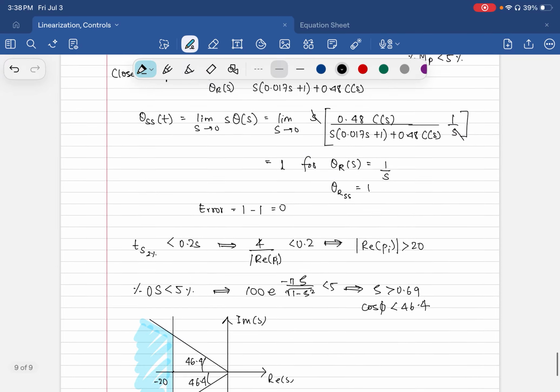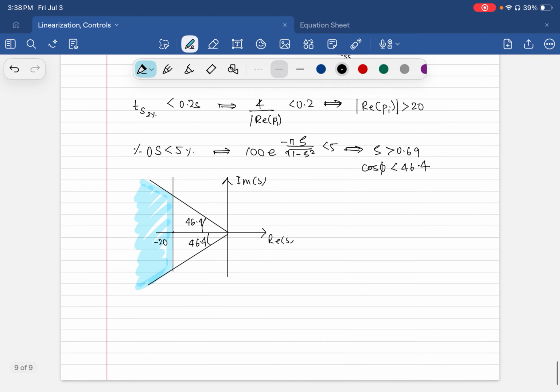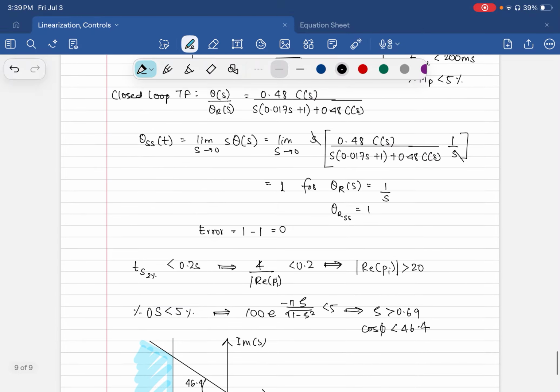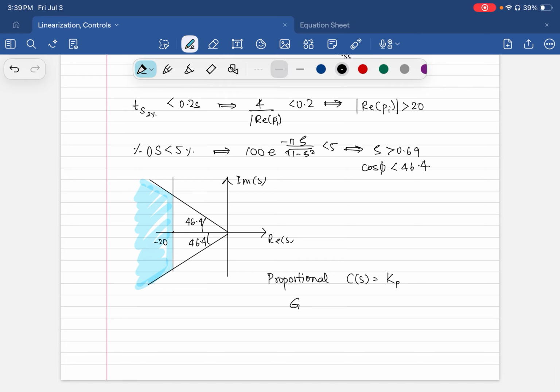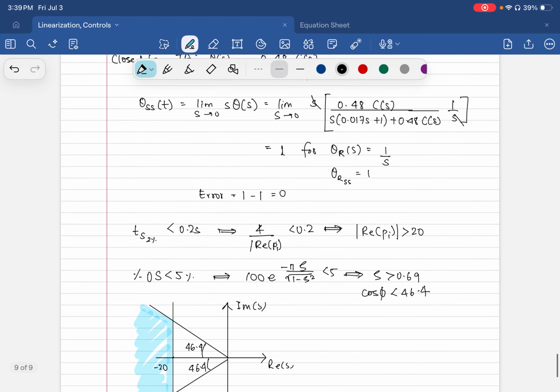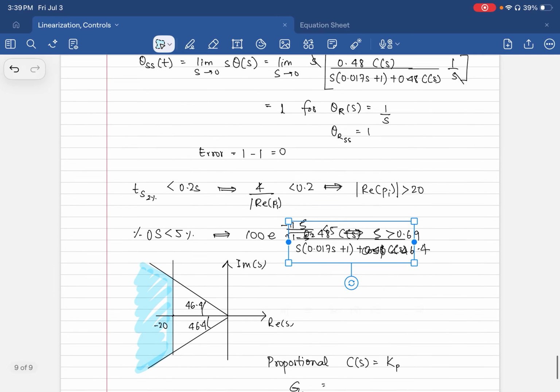Let's say that we do the same kind of controller that we did earlier, which is a proportional controller. Which means C of S is equal to simply some constant K multiplied with that error, gives you the output. So this here I'm going to call Kp for proportional. Then this closed loop transfer function, which is essentially a transfer function from theta to reference, is now going to be, and I'm just replacing the C of S with Kp.